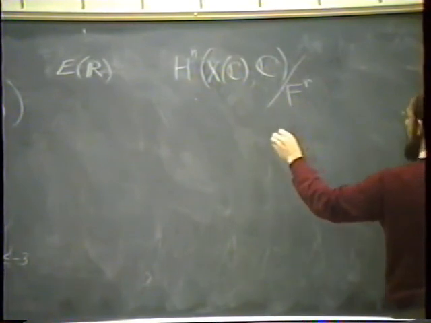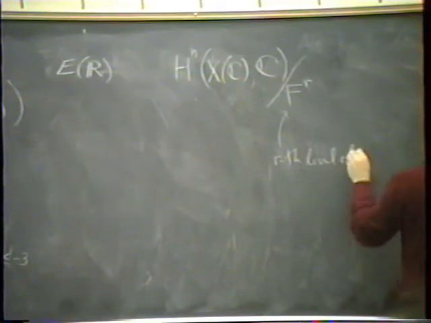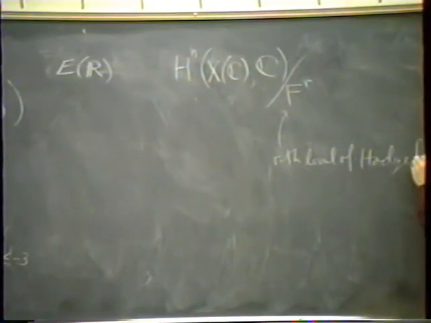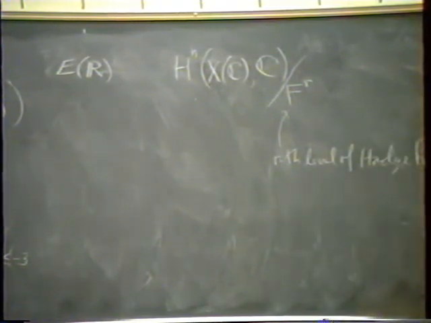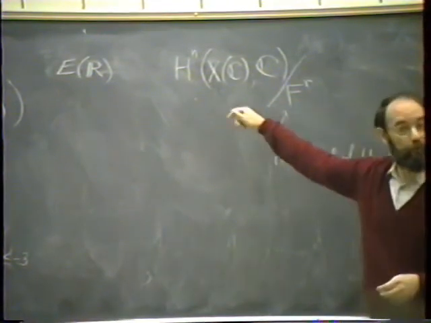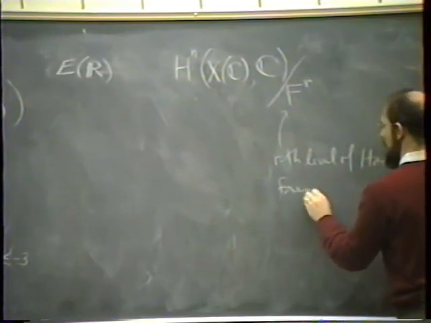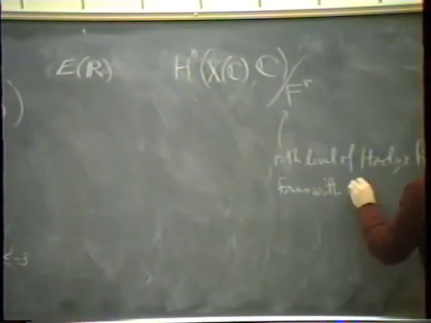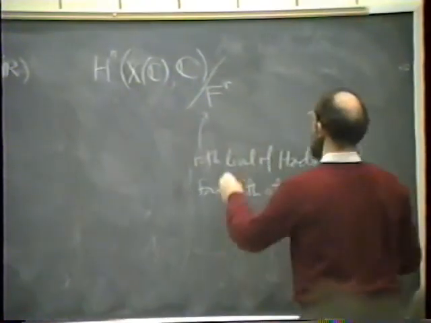So this is the r-th level of the Hodge filtration. And it is generated, if you like to think in terms of differential forms, by forms of type (p,q), forms with at least r holomorphic parts. So that's a certain subvector space in this complex vector space.